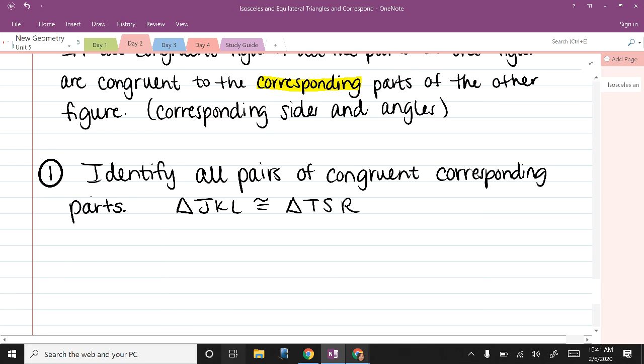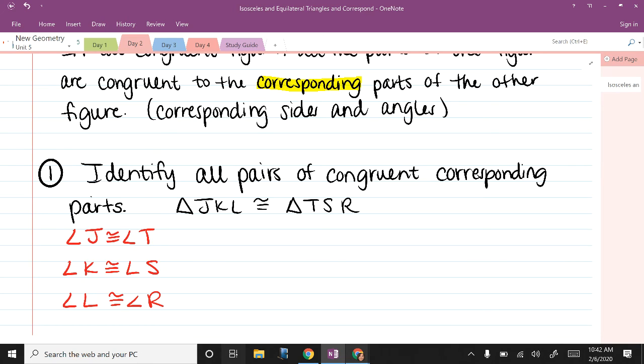So I'm going to write those down first. Angle J. So I'm listing all my congruent parts. Angle J is congruent to angle T. The first is congruent to the first. The middle one is congruent to the middle one. Angle K is congruent to angle what? S. And angle L is congruent to angle what? R. So when we're writing a congruency statement, it's very important how you match up the letters.